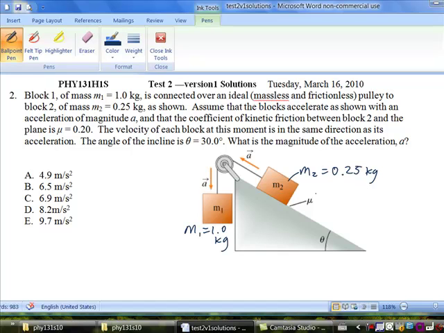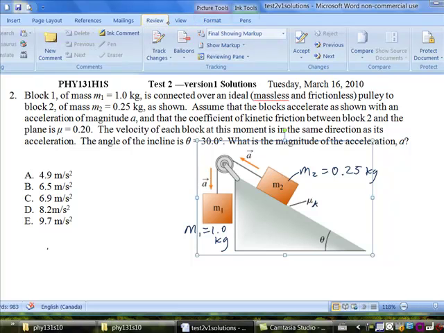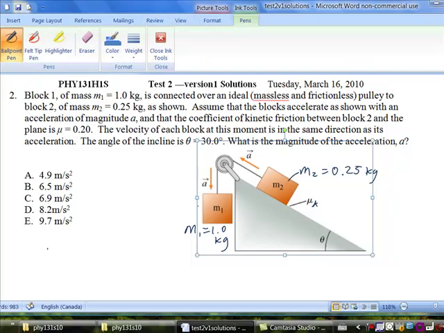Assume that the blocks accelerate as shown, so there's the acceleration with magnitude A, and that the coefficient of kinetic friction, so I'll put a little k there, between block 2 and the plane is mu equals 0.2. Okay, let's go back to the pen here.